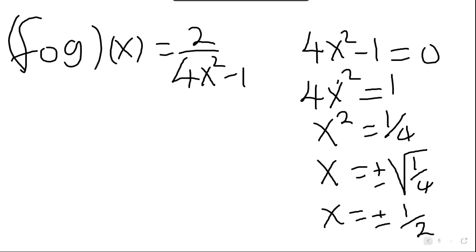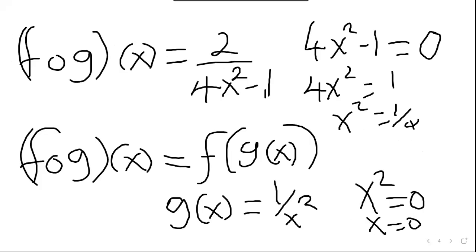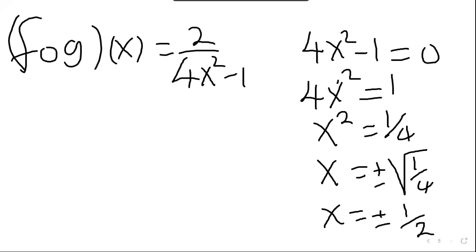And the domain for g of x, here, we found x equals all values except x equals 0, because the moment x is 0, we are getting undefined. So the domain for g of x is all real values except x equals 0. And for this part here, the domain is all real values except x equals plus or minus 1 over 2.